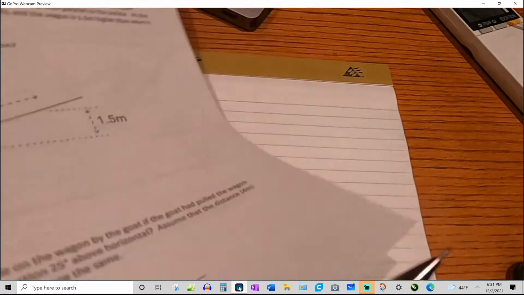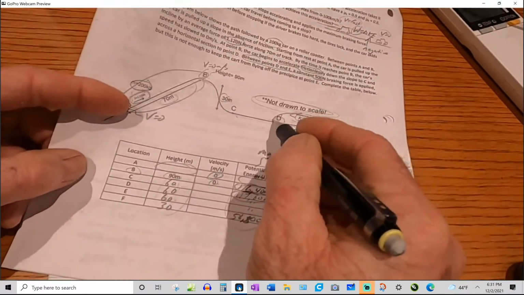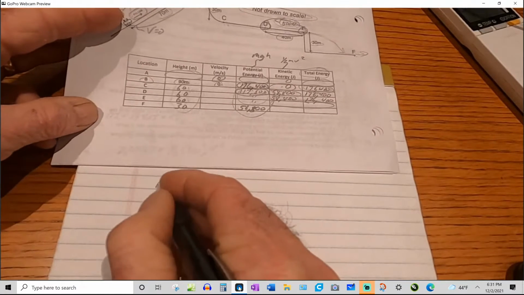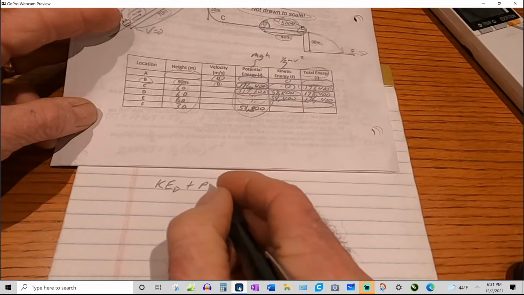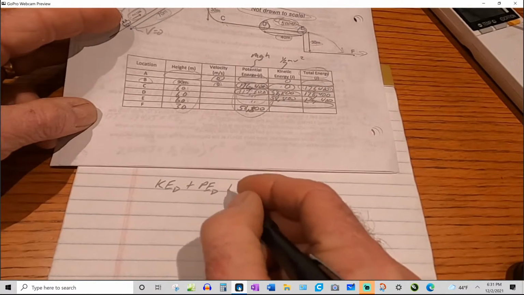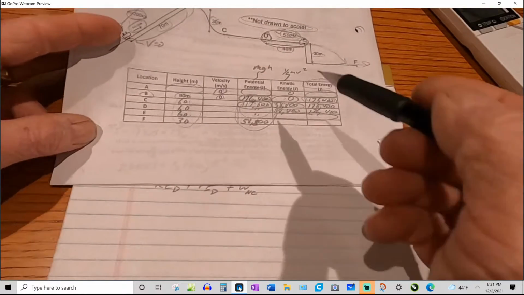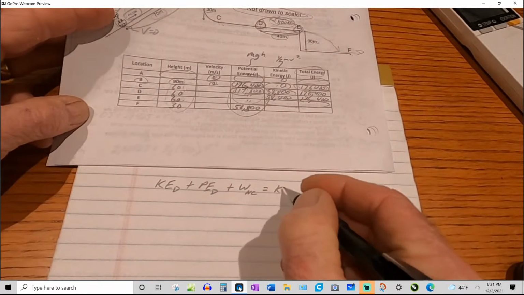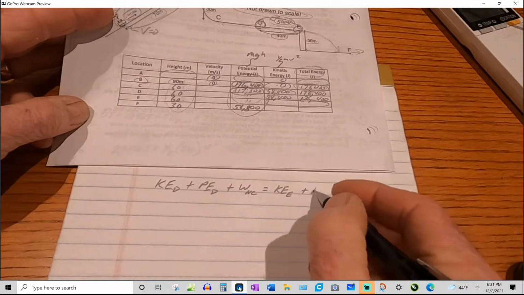Let me write it out a different way. So I'll write, since I'm talking about this is the initial position, this is the final position, I will say that the kinetic energy at D plus the potential energy at D, that's all the energy it has at D, plus some work that's being done on it between D and E, equals the total energy at E, which is the kinetic energy at E plus the potential energy at E.